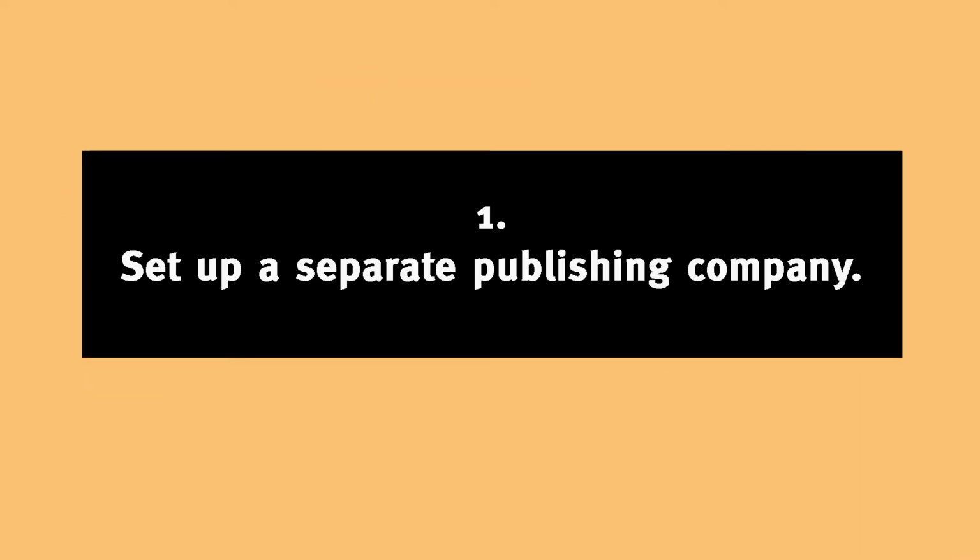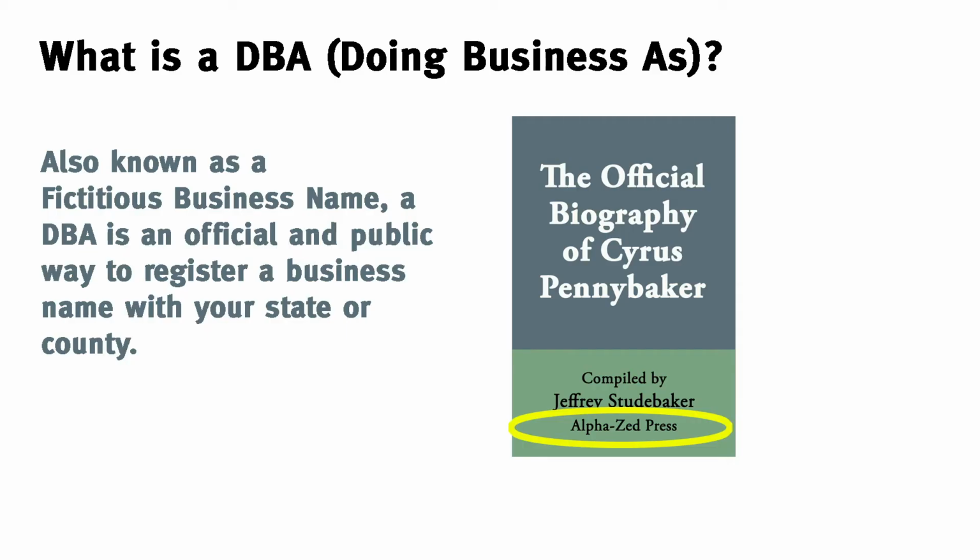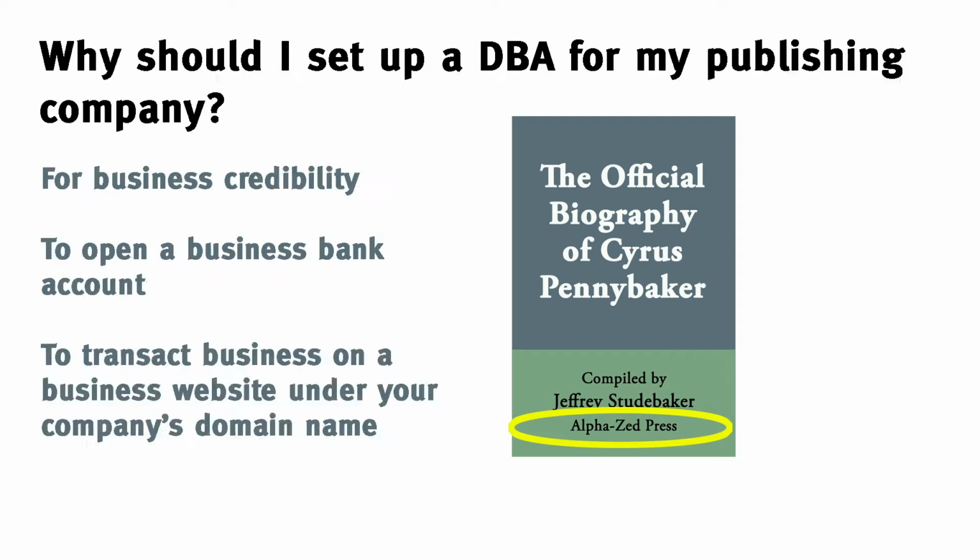Step 1 is to set up a separate publishing company. And as I mentioned, I've already uploaded a video that will show you how to do this. I'm not going to repeat the process in this video, just the reasons why you should do it. A DBA, otherwise known as a fictitious business name, is an official and public way to register a business name with your state or county. There are several reasons you want to do this.